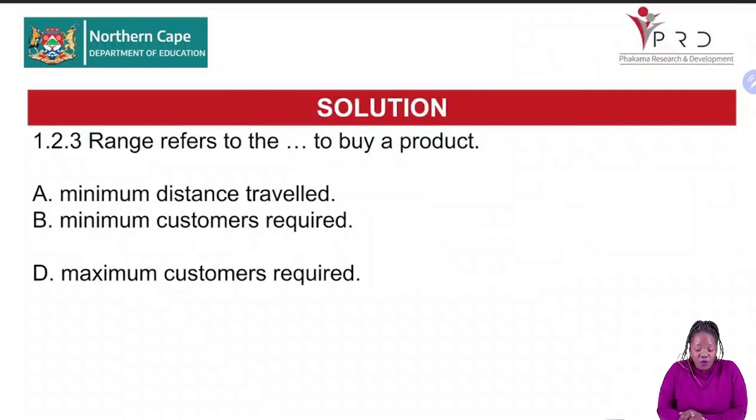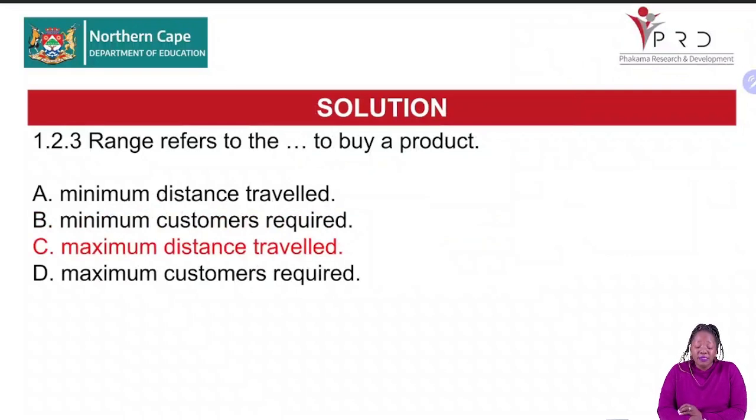Hoping that we are all done. So we're looking there, our correct answer is C. So let us see. The range refers to the maximum distance traveled to buy a product. Remember, the range, we are saying it's the maximum distance that a customer is willing or prepared to travel. So hence the correct answer there was C.